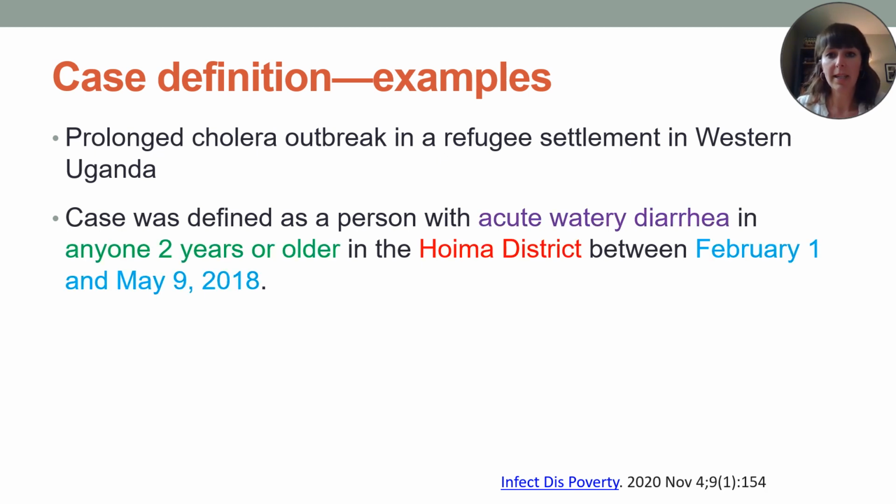So here I've highlighted each component of the case definition that we have discussed so far. So in purple, we see clinical findings as acute watery diarrhea. Time in blue was February 1st through May 9th of 2018. Person was identified as anyone 2 years or older in age, and place was the Hoima district in western Uganda. Now note here, this case definition, as we discussed, is presented as a single sentence, not as bullet points.